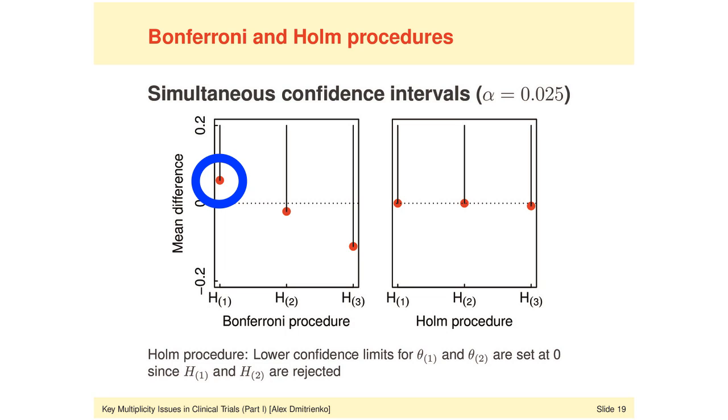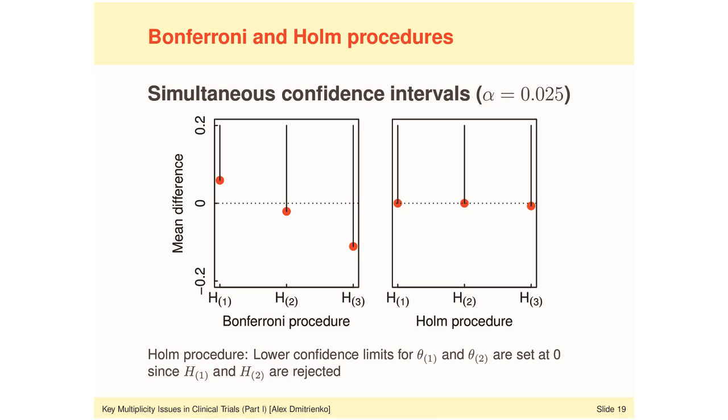We remember from that slide that the Bonferroni procedure rejected only one hypothesis. That was the very first ordered hypothesis. And as a result, we can see from the left-hand plot that the lower limit for that hypothesis is non-negative, but the lower limits for the other two hypotheses are below the dotted line that represents 0. They are in the null zone, and that means that those confidence intervals include 0. There is simply not enough evidence to reject these hypotheses.